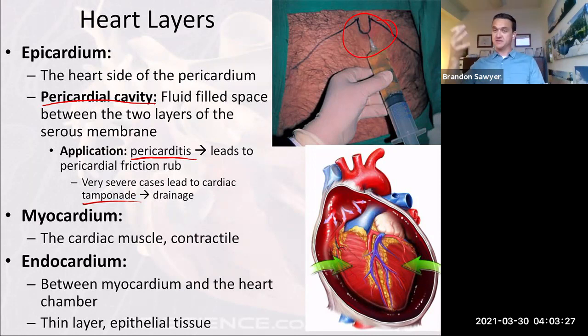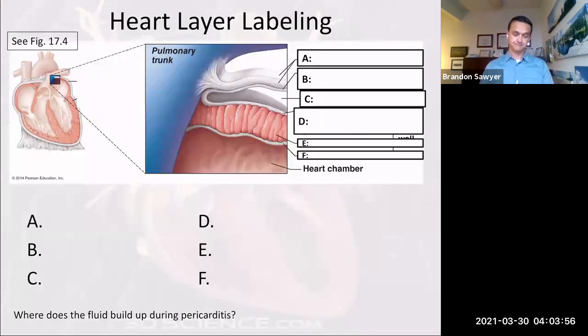Okay? Epicardium is the internal part of that serous membrane. The space between the two serous membranes is that pericardial cavity where the fluid is, okay? And then we'll work our way a little bit closer to the heart. This is now the myocardium. This is the actual muscle of the heart. This is what does the pumping, all right? And then there's the endocardium, and this is between the myocardium and the heart chamber. So this is the most internal layer of the heart. This is epithelial tissue, very thin layer.